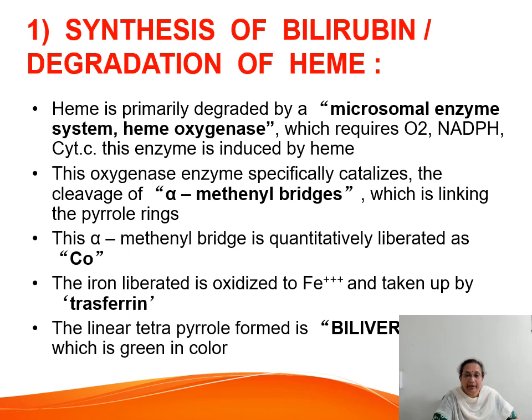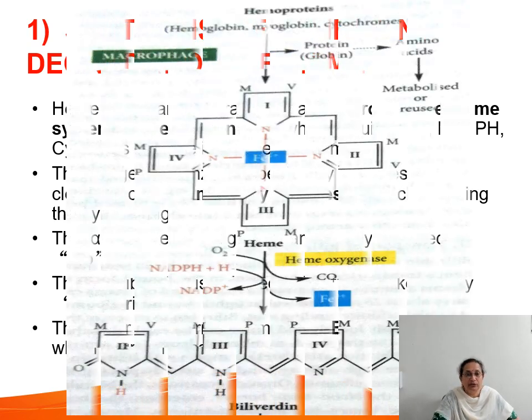The iron liberated is oxidized to +3 form and is taken up by transferrin, which is the transport protein. The linear tetrapyrrole formed is biliverdin, which is green in color. So let us try to see in the equation form.